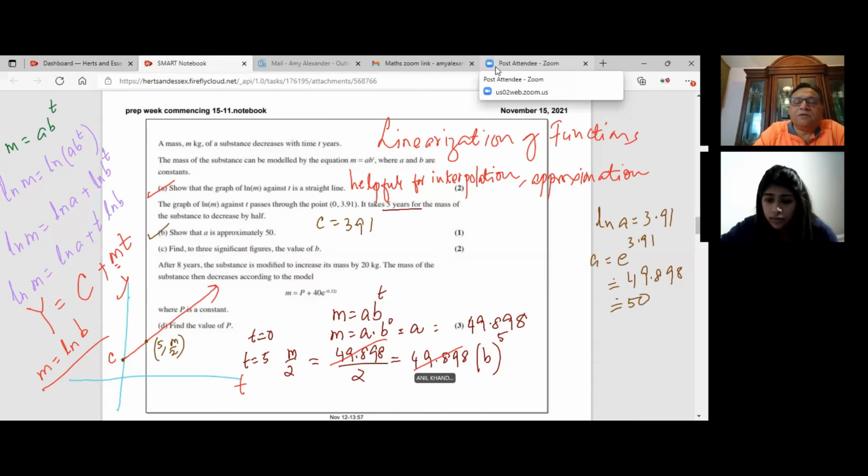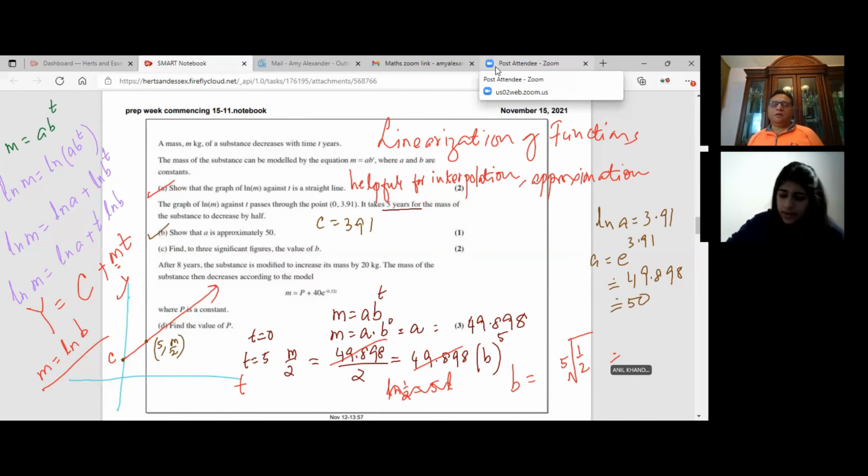So now we have half equals B to the power of 5, correct? Take log, you can take ln, right? So ln of half equals 5 times ln of B. Or you can do the 5th root. So B equals the fifth root of half. Is that clear to you?